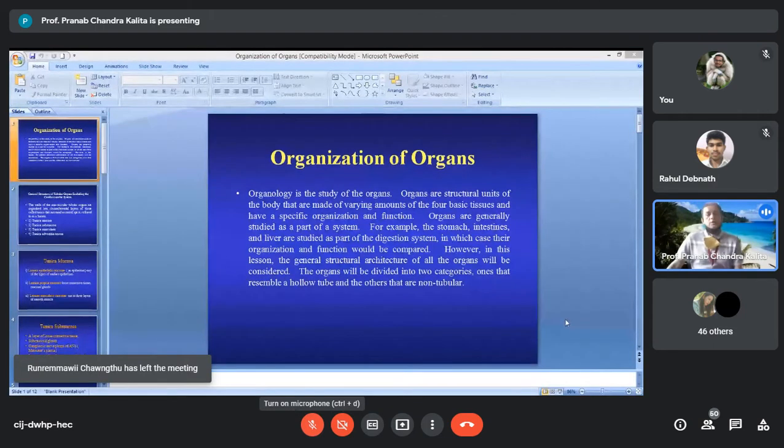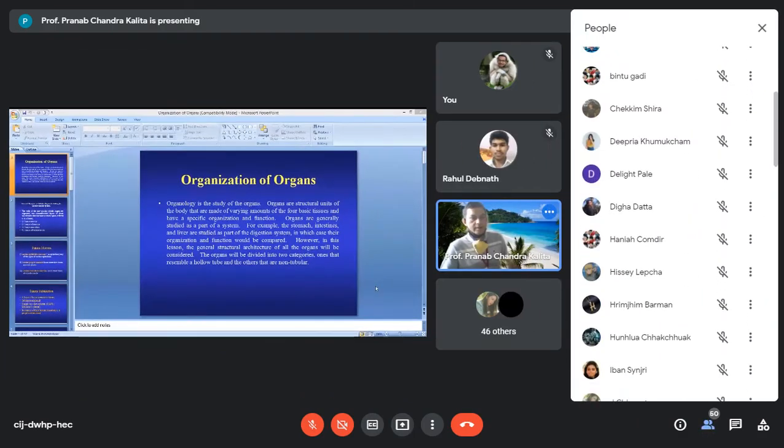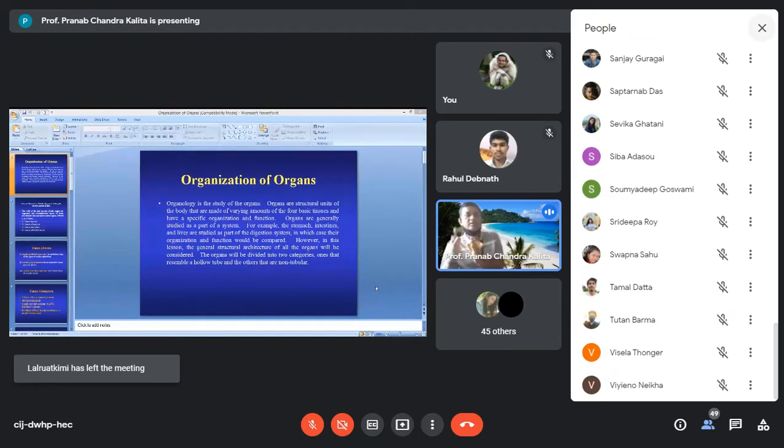So today we'll go to systemic histology. Systemic histology means from next class onwards, in our routine classes, we will be dealing with one particular system. For example, the digestive system, respiratory system, urinary system, male genital system, female genital system, endocrine, integument, sense organ. We'll study the histology system-wise. That is systematic histology.